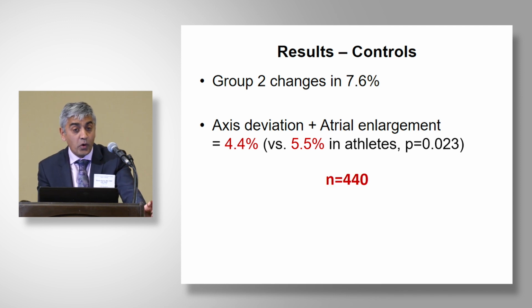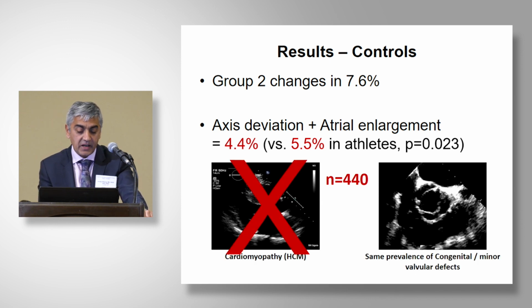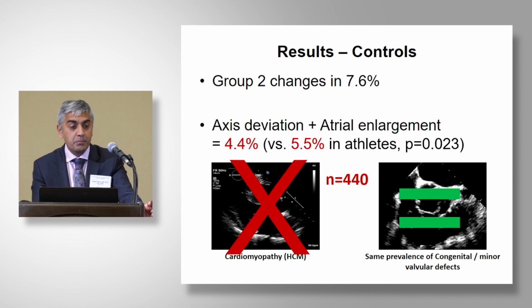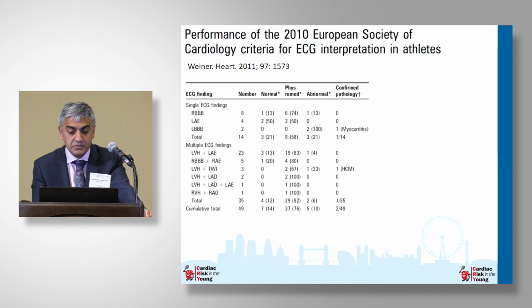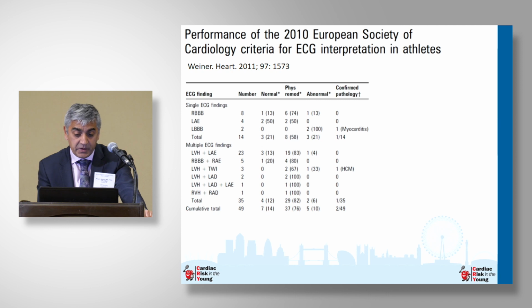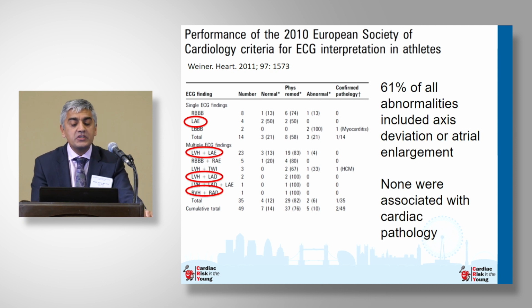When we took these 440 individuals with axis deviation and atrial enlargement and we tested them, none had evidence of cardiomyopathy, and the prevalence of minor congenital abnormalities was no different to those who did not have these changes. If we look at the American experience, Aaron Baggish's group looked at 510 athletes where they compared ESC 2005 criteria with ESC 2010 criteria. They had 49 individuals with abnormal ECGs. Of these, 61% of all abnormalities included axis deviation or atrial enlargement, and none of these athletes were diagnosed with cardiac pathology.